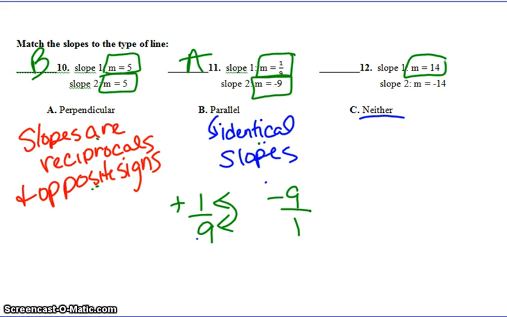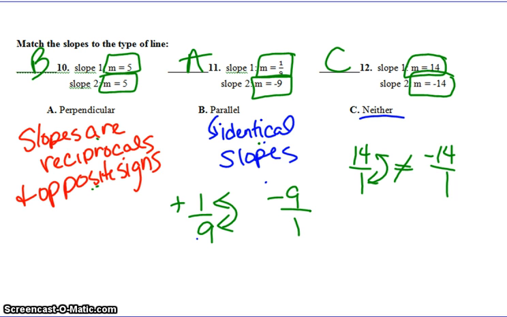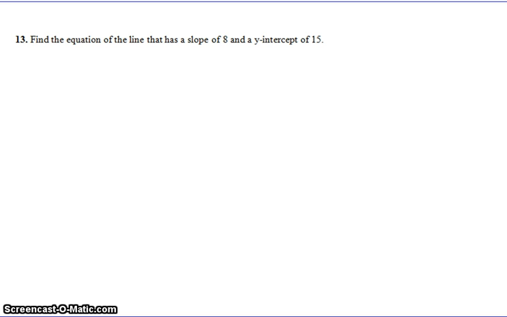Now here we have a slope of 14 and a slope of -14. One's positive, one's negative, but the flipped reciprocal is not the other one. So if this one was flipped around, it would not equal that. So this one is our neither. Sorry about my mistake, guys.